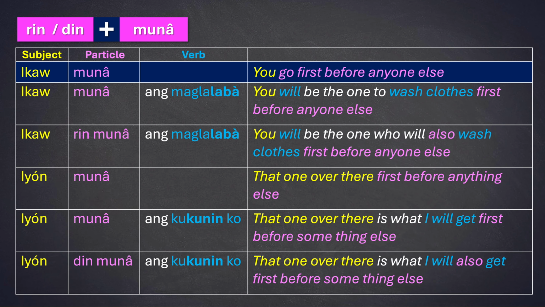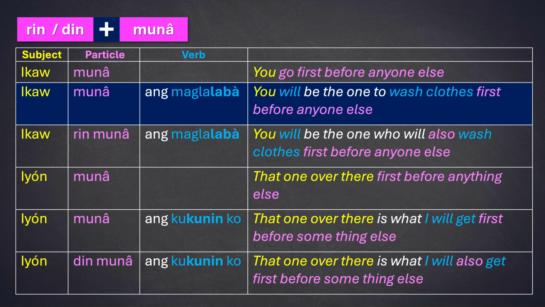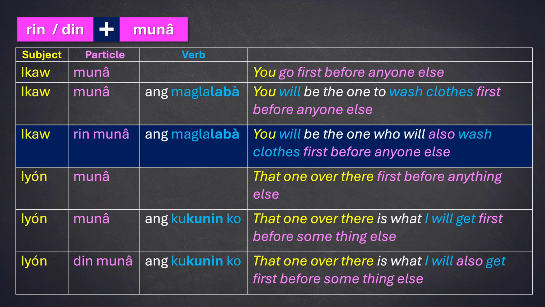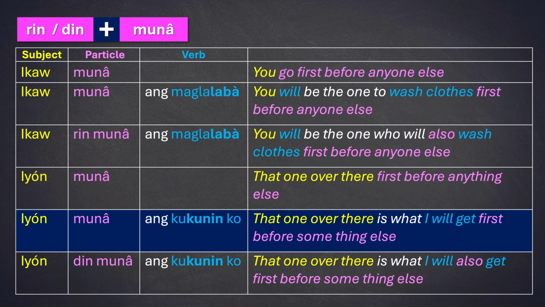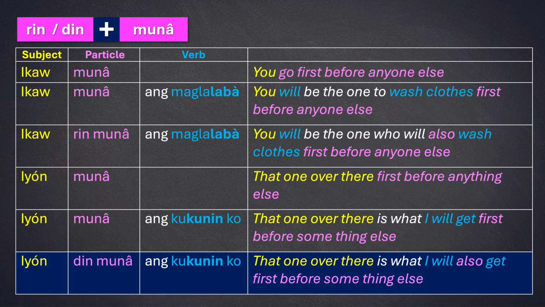Ikaw muna. You go first before anyone else. Ikaw muna ang maglalaba. You will be the one to wash clothes first before anyone else. Ikaw rin muna ang maglalaba. You will be the one who will also wash clothes first before anyone else. Iyon muna. That one over there first before anything else. Iyon muna ang kukunin ko. That one over there is what I will get first before something else. Iyon din muna ang kukunin ko. That one over there is what I will also get first before something else.